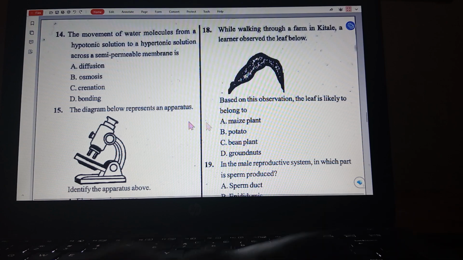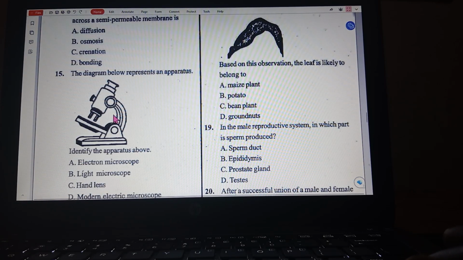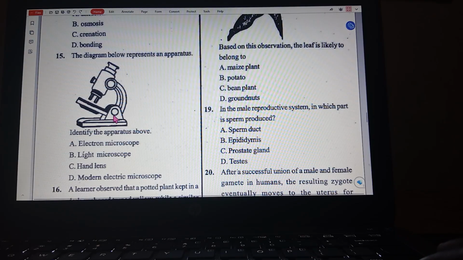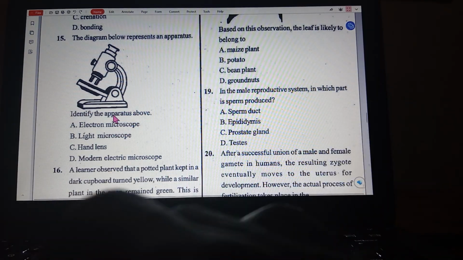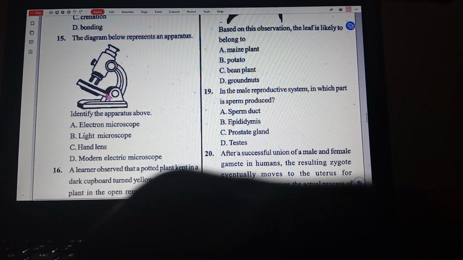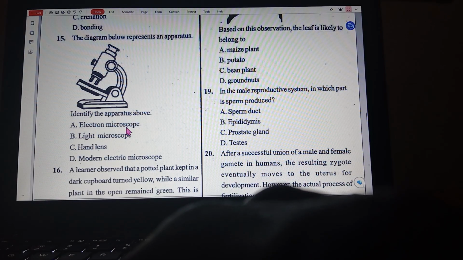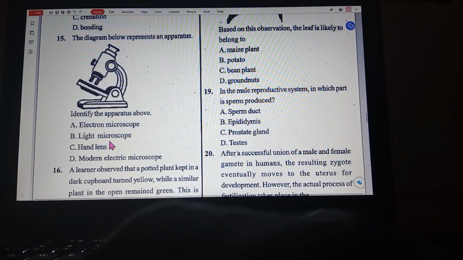Question 18. The diagram below represents an apparatus. Identify the apparatus above. It's very simple. What's the name of this apparatus? An electron microscope? No, it's a light microscope. So the answer is B, light microscope.